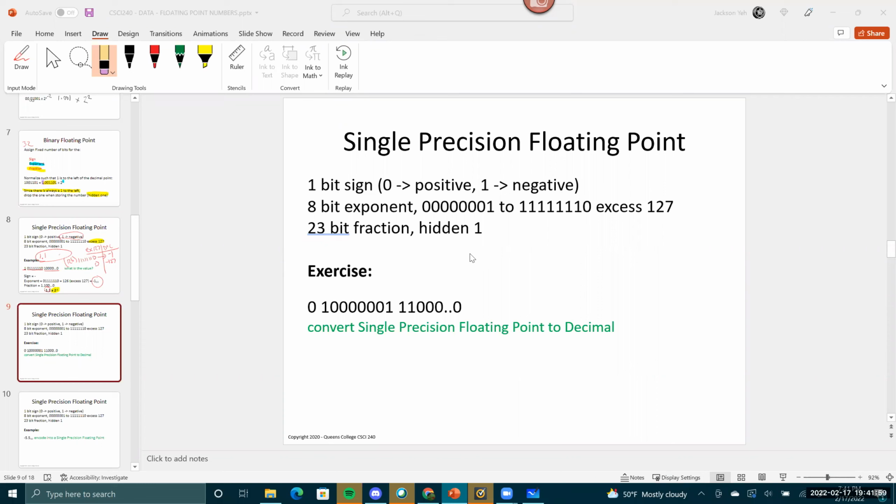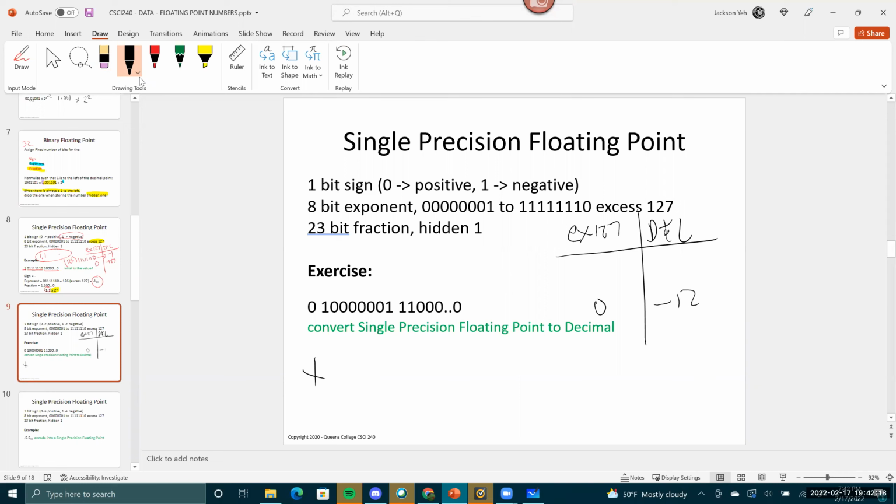Okay, let's try and do this together. All right, so the first bit is 0, so I know this is positive. And then the exponent, 0 is negative 127. This is 1 0 0 0 0 0 0 1. This is 128 plus 1, so it's 129. Moving to the right, you subtract 127 from it, so this becomes 2. So I know that this is going to be times 2 to the 2.